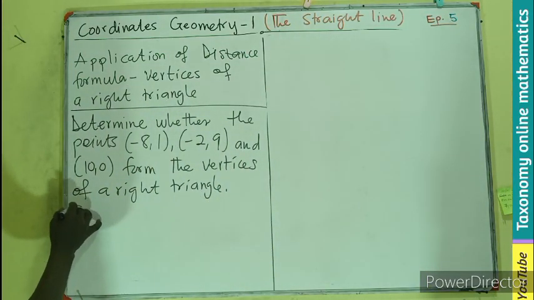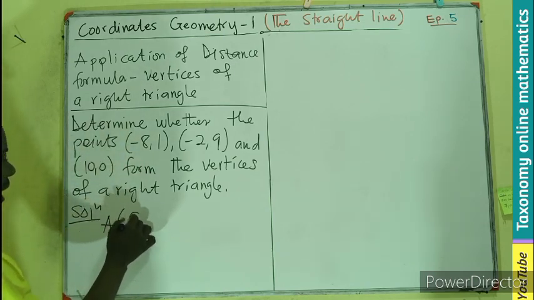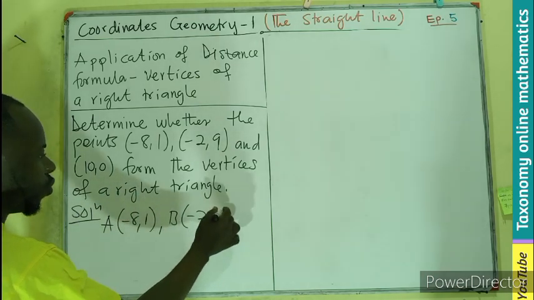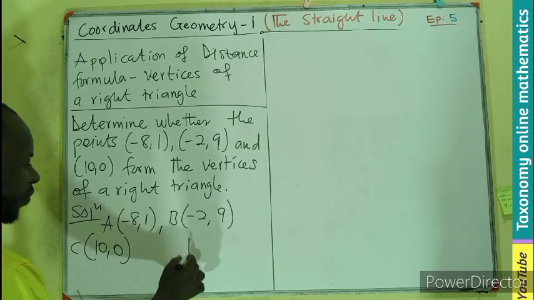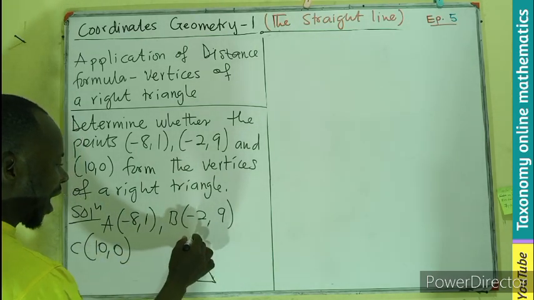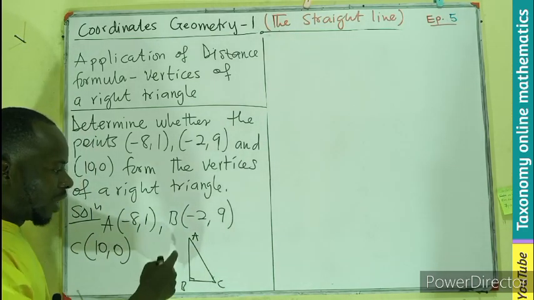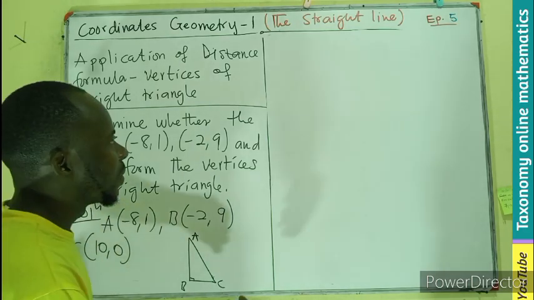So let's say we don't have any other point. Let me say point A should be (-8, 1), point B should be (-2, 9), and point C should be (10, 0). So if you have your right angle triangle in this form, I can have A, B, C. I want to know the length of AB, BC, and AC.